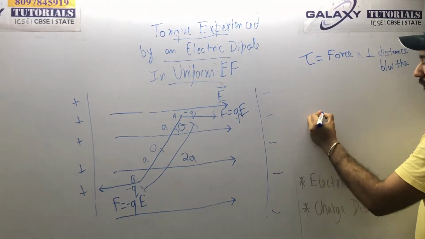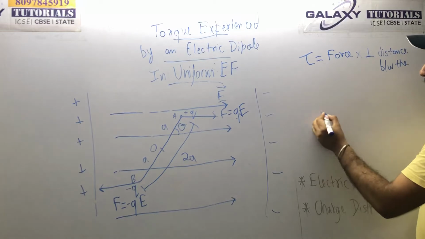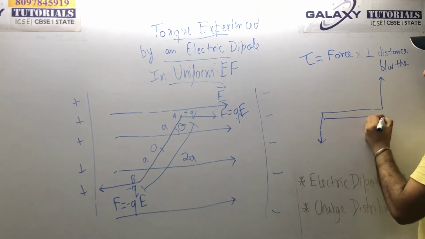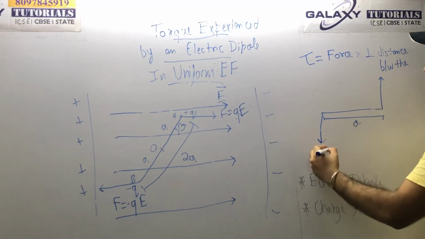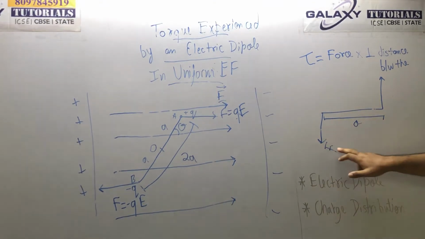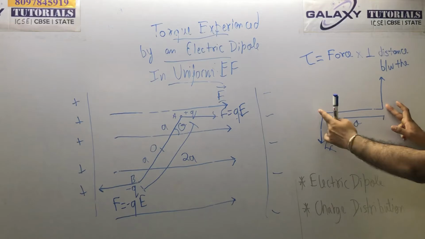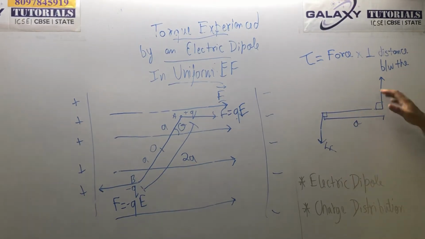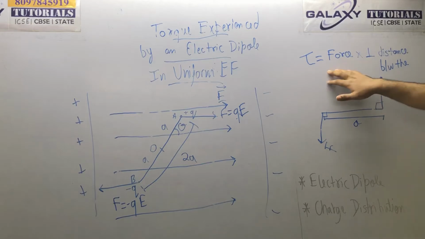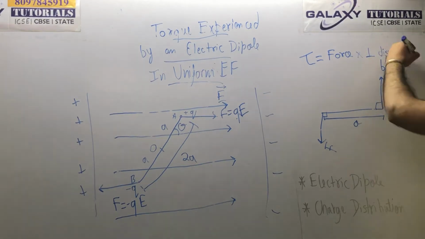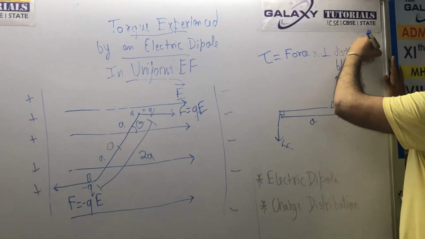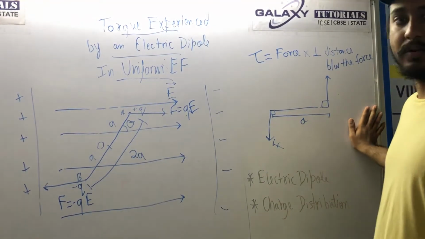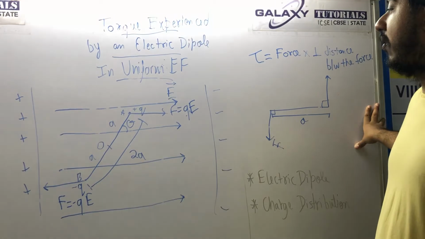Like if a force is applied here, the perpendicular distance is this one. Okay, this is say A and this is force. So what is torque? Torque is force into this perpendicular distance between the forces. This is perpendicular and this is also perpendicular. So torque is force into perpendicular distance between the forces. Okay, this is the value of torque. You have studied this formula already.